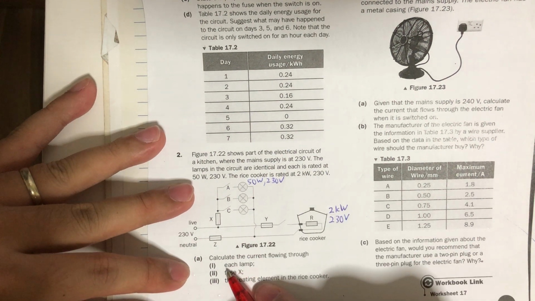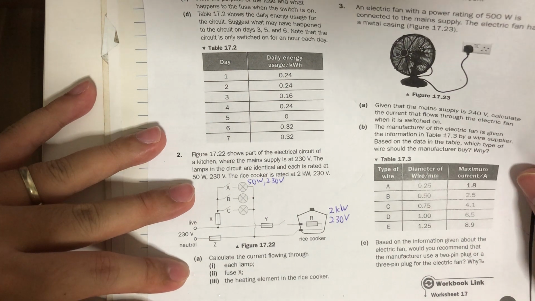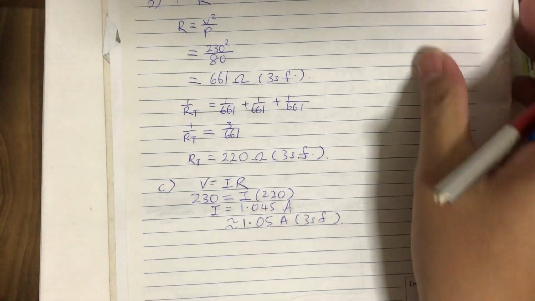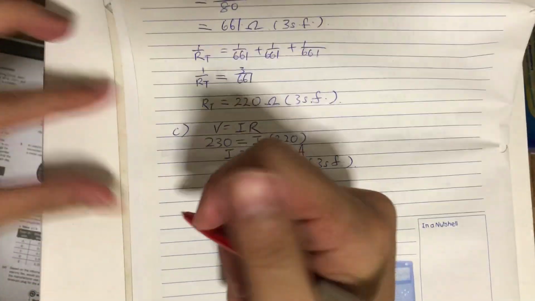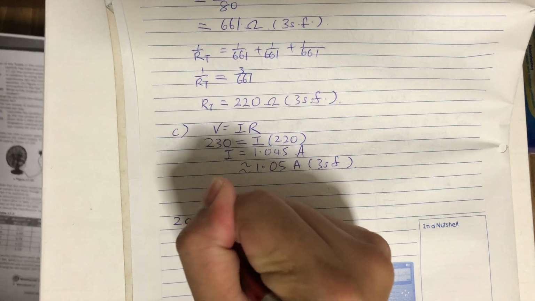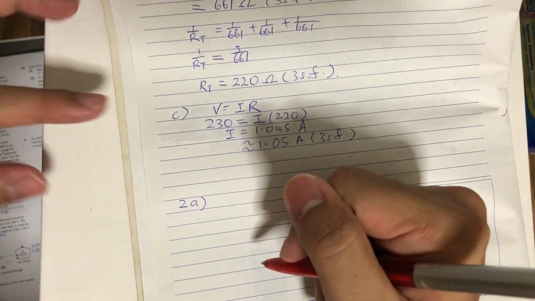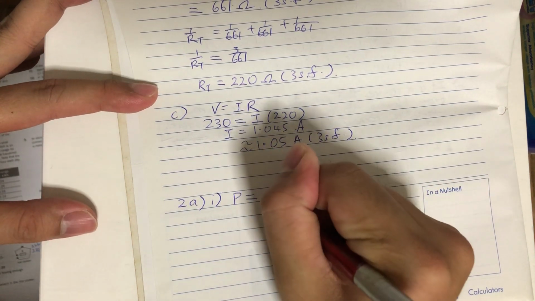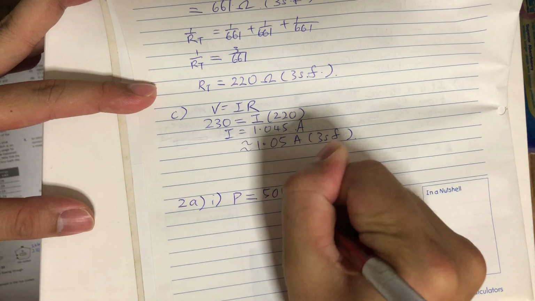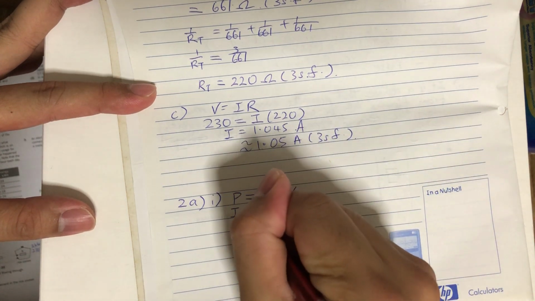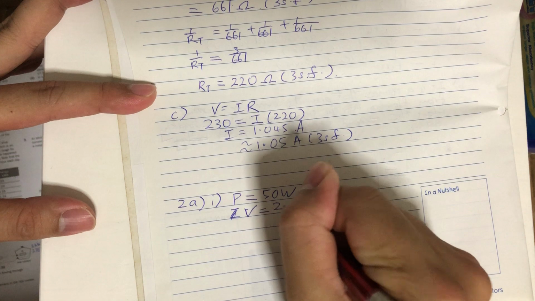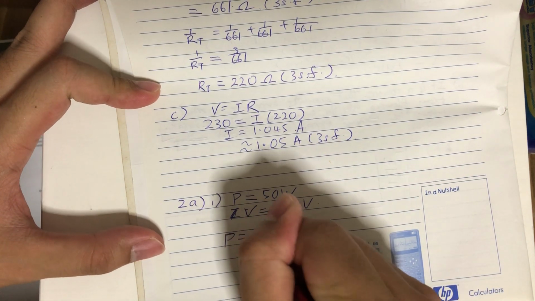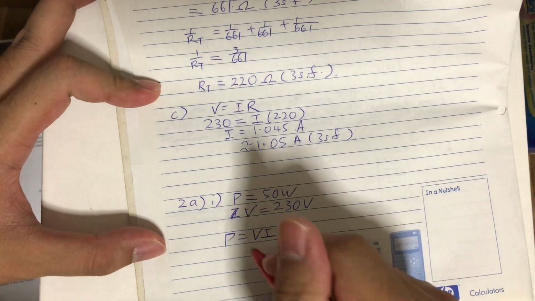First one, part A, calculate the current flowing through each lamp. So down here they're actually asking for the operating current. Let's calculate that one. Part 1. They have given you that the power is 50 watts for each lamp. Potential difference needed by each lamp is 230 volts. They are asking you to calculate current, so the only formula we are using is P equals to VI.